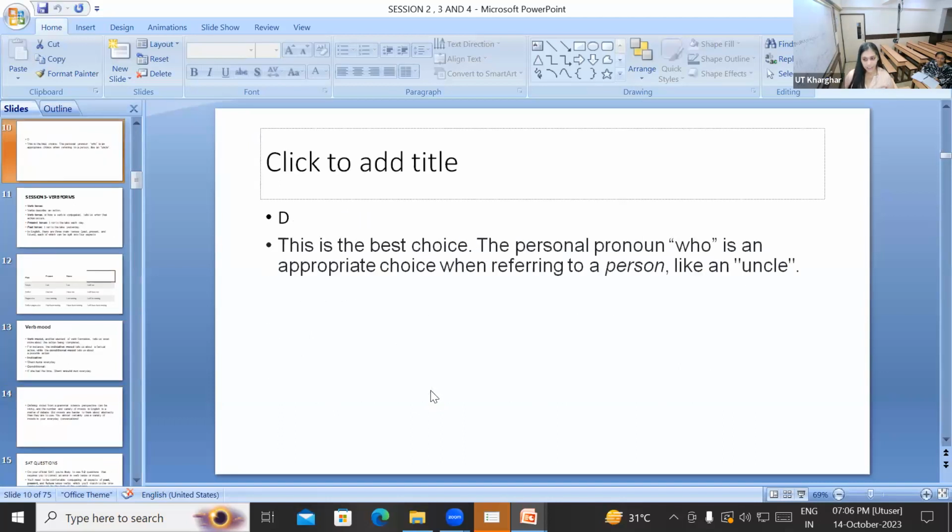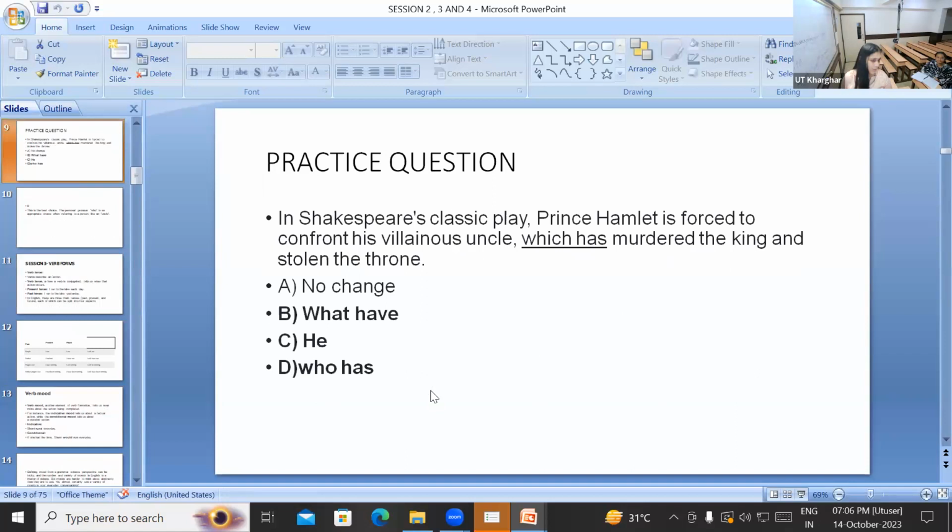This is about an uncle. Who is an African referring to a person like an uncle? This is what I meant, but then I thought this is not necessary. I'm confusing myself. Okay. So yeah.